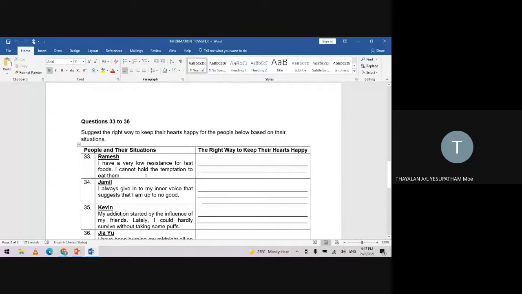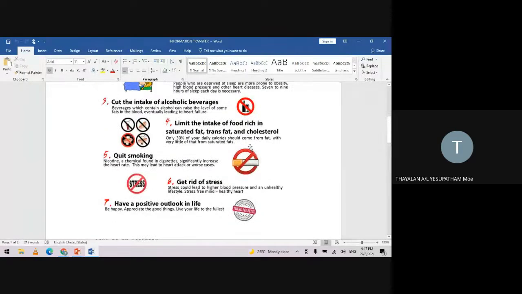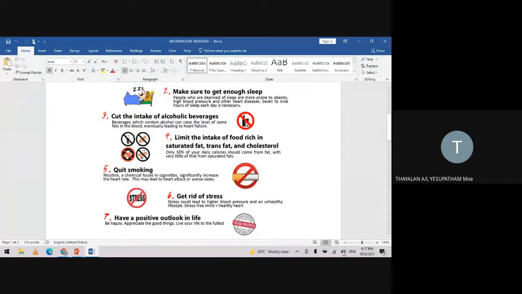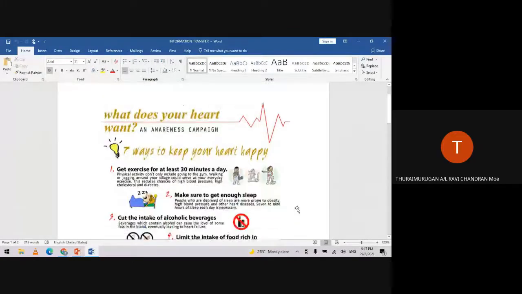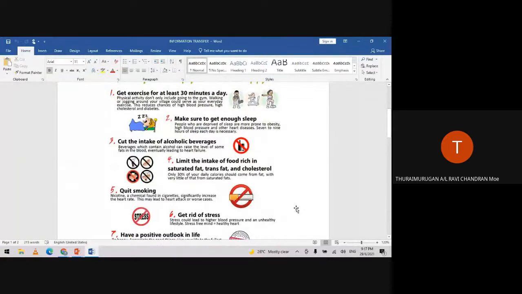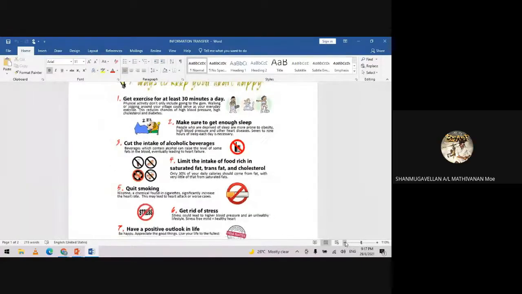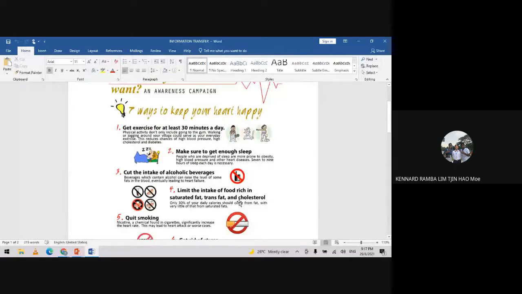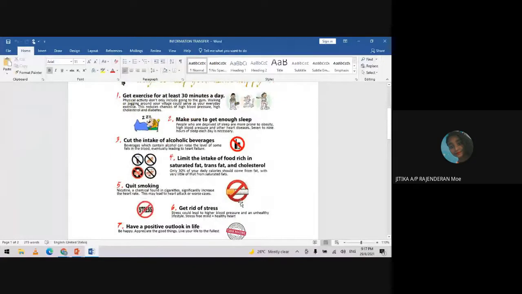I have a very low resistance for fast foods. I cannot hold the temptations to eat them. Now you tell me the answer. Number 3. Are you sure? Number 4, sir. Number 4, isn't it? Limit the intake of food rich in saturated fat, trans fat, and cholesterol.